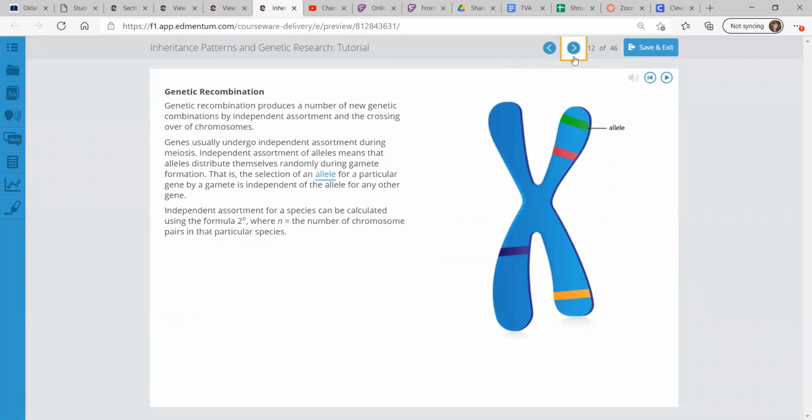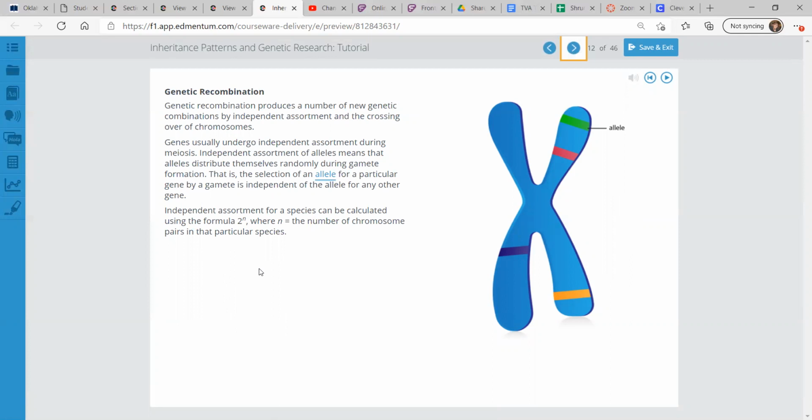Genetic recombination. Genetic recombination produces a number of new genetic combinations by independent assortment and the crossing over of chromosomes. Genes usually undergo independent assortment during meiosis. Independent assortment of alleles means that alleles distribute themselves randomly during gamete formation. That is, the selection of an allele for a particular gene by a gamete is independent of the allele for any other gene.